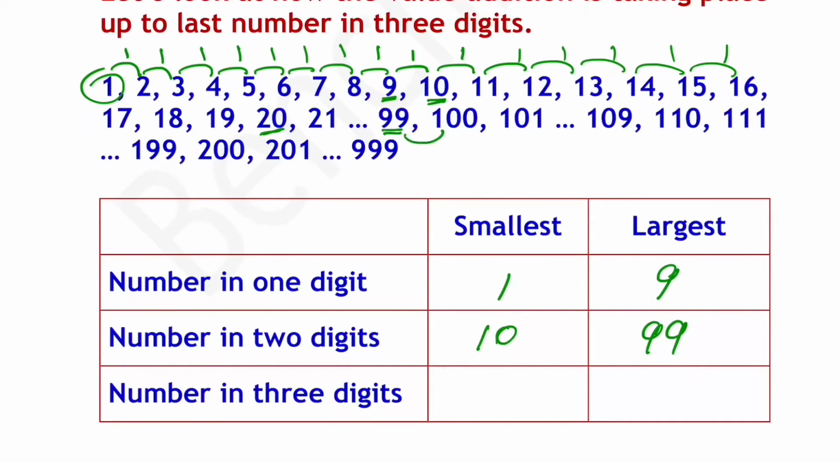Thereafter, when a gap of 1 is taken from 99, it becomes a 3-digit number. The first 3-digit number is 100. So the smallest 3-digit number is 100. After that, the last 2 digits will get subjected to the process we identified. So it will come to 199, and then after 199 it will become 200. So 200 will become 300, 400 and so on, and will come to 999, which is the largest number in 3 digits.